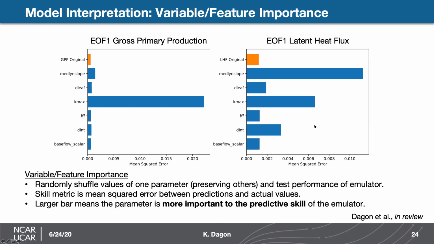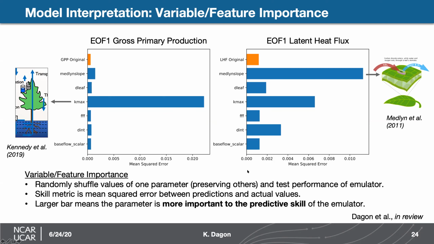And for latent heat flux, it's more of a mix. There's a different parameter that's the most important, and then there are more contributions from other parameters. Let me briefly mention what these parameters are, because I haven't been able to talk about that in much detail. This parameter is related to plant hydraulics and water movement in the plants. And if you want to learn more about that, there's a nice paper here by Daniel Kennedy.